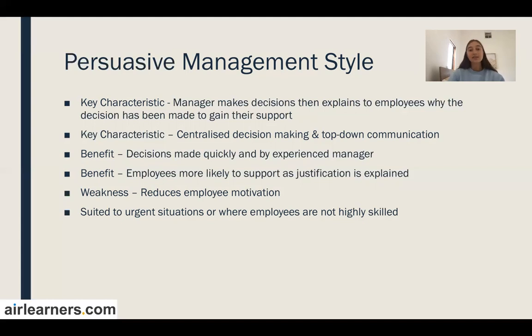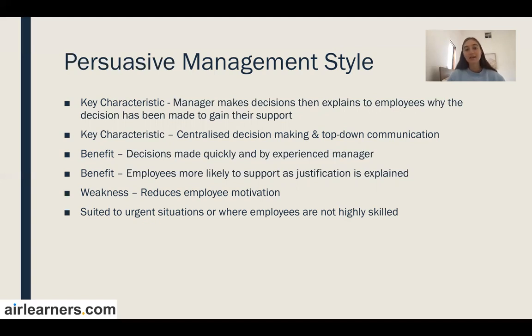So again, this is centralized decision making because the manager is making all decisions. And again, it's top down because the communication is coming from the employer to the employees telling them what to do. Again, because the manager makes decisions, the decisions are made quite quickly and by that experienced manager. And it also is slightly better than autocratic, as we said before, because employees might be slightly more motivated and likely to support it because they're explained the reasons behind the change.